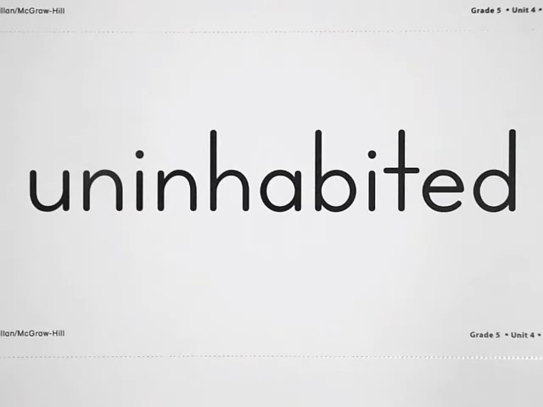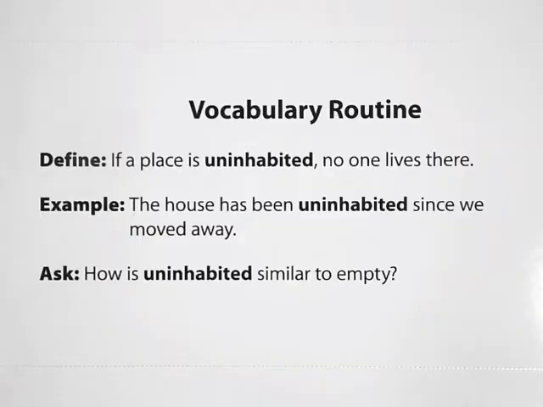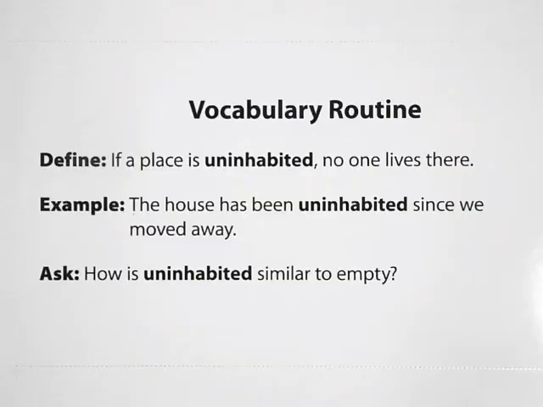Okay, the next word we have, and our last word, is uninhabited. Uninhabited. Say it, and then write it. The definition we have for uninhabited is, if a place is uninhabited, no one lives there. And the example that we're going to use is, the house has been uninhabited since we moved away. So no one lives in that house anymore. The house has been uninhabited since we moved away. Go ahead and write that.